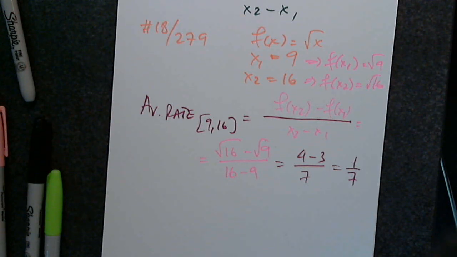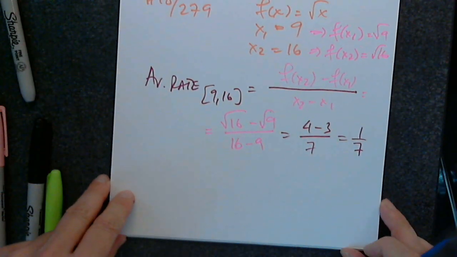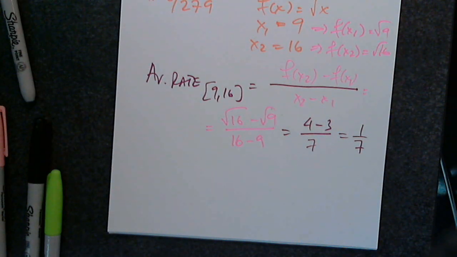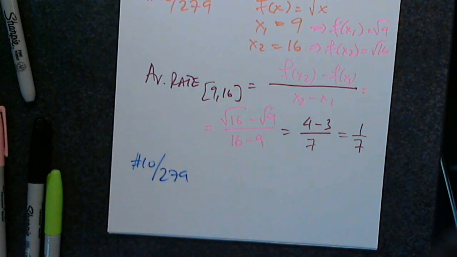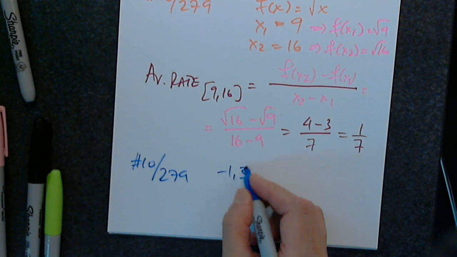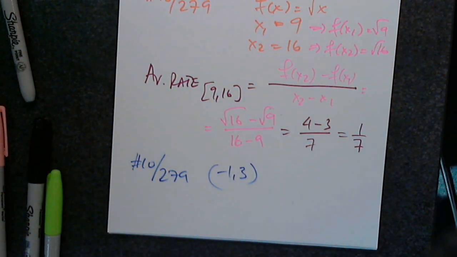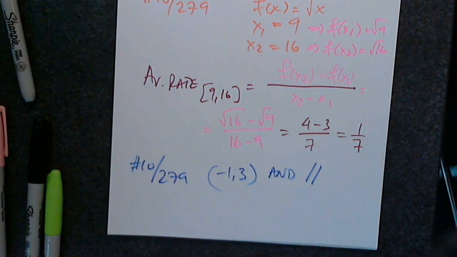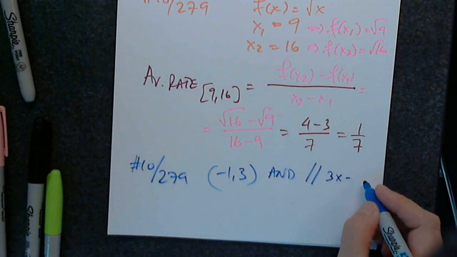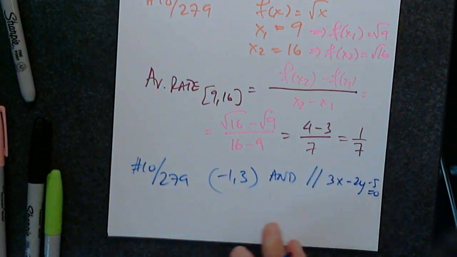And we will end today with one problem. I know I have just 2 minutes. Well, at least we'll start it. That's the last problem that we need to look at. So let's say problem 10 on page 279. We're asked to find a line that passes through -1, 3 and is parallel to the line whose equation is 3x minus 2y minus 5 equals 0.